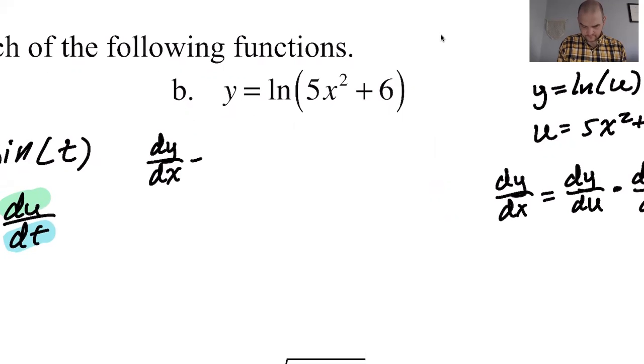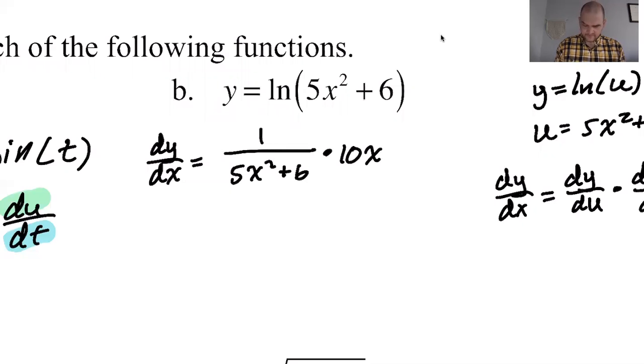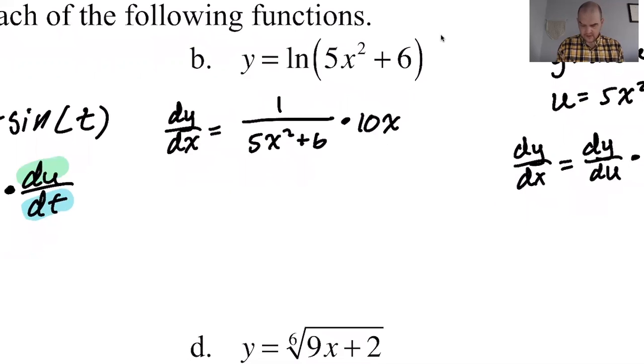The derivative of the natural log of something is 1 over that thing. So it's going to be 1 over that thing times the derivative of that thing. The derivative of 5x squared plus 6 is just 10x. So we can simplify what we have there, but usually how I actually do these is, as I take the derivative, I just think it's 1 over that thing.